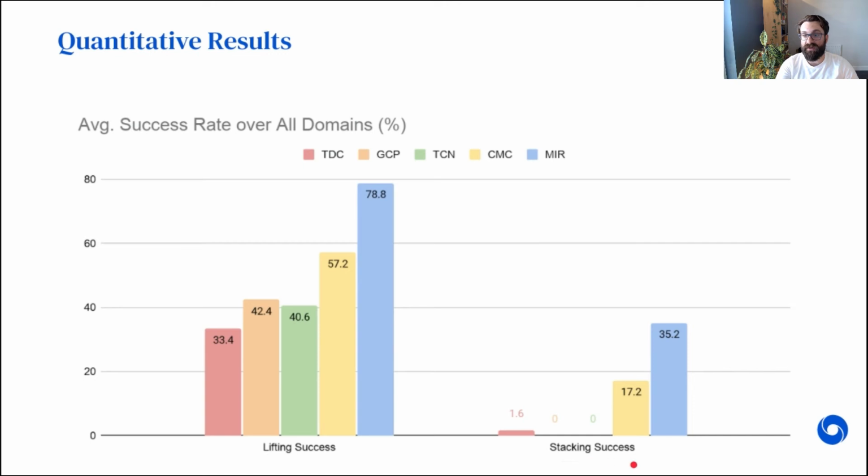And when it comes to actually imitating the entire trajectory, so reaching the full stacking performance, we see that most of the other representations were not able to be used by the RL agent to imitate those trajectories. However, that is with the exception of the CMC baseline and our method, which performed more than twice as well as the CMC baseline.